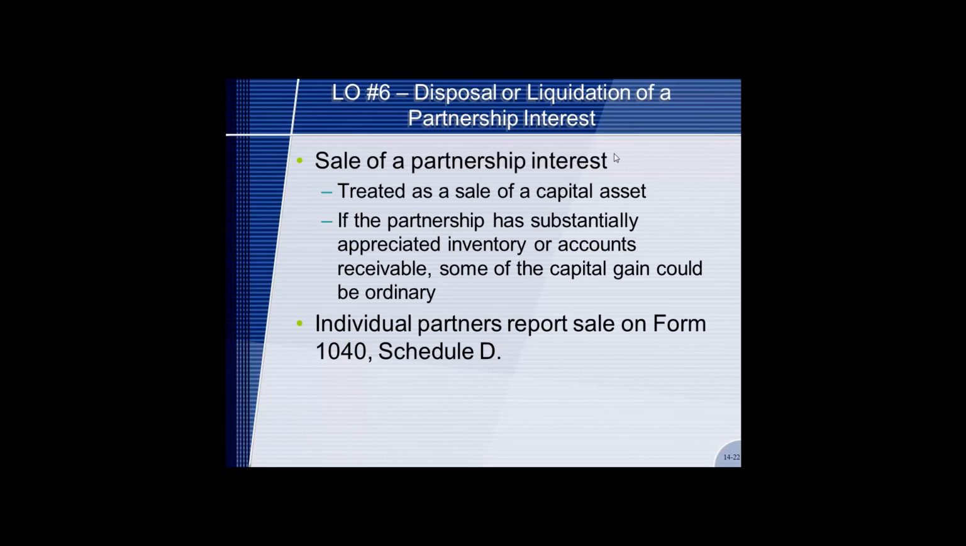If you sell your partnership interest, it's treated as a sale of a capital asset. If the partnership has substantially appreciated inventory or accounts receivable, some of the gain could be considered ordinary instead of capital gain. Individual partners would report the sale of this on a Form 1040 Schedule D, which is capital gains.